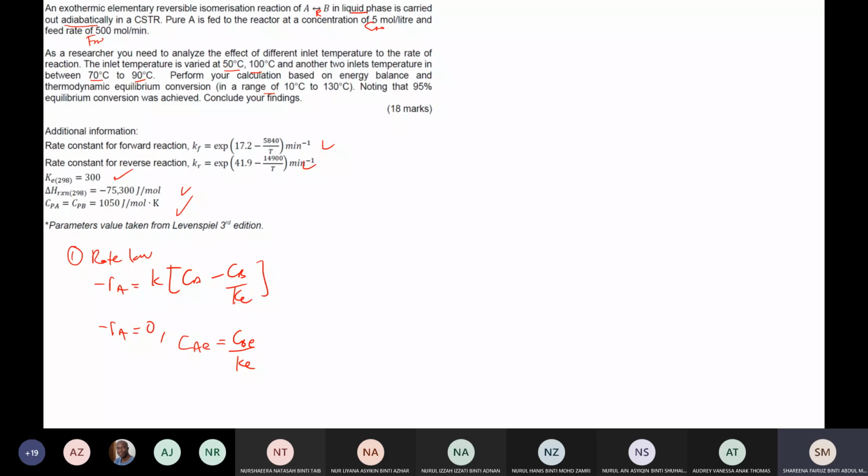I explained this earlier during the lecture. So you do the stoichiometry. This is liquid phase. When it is liquid phase, V will equal V naught.